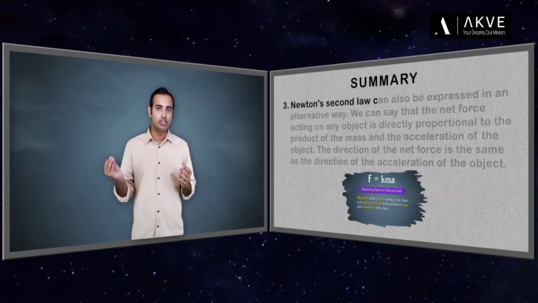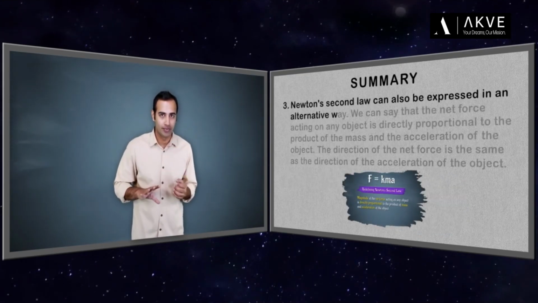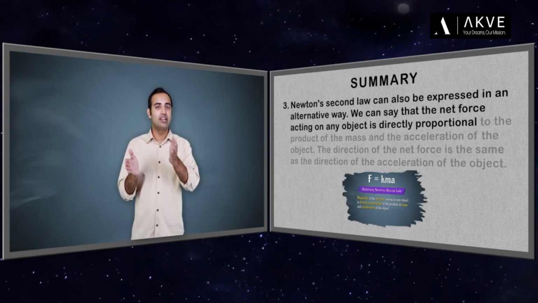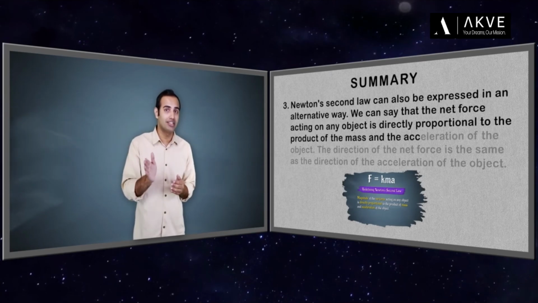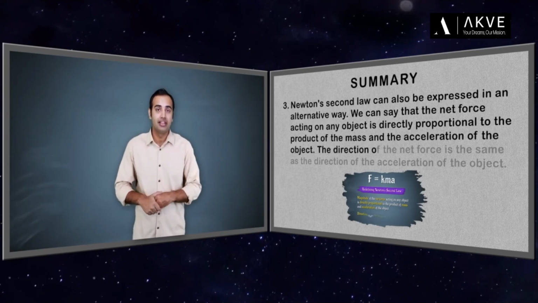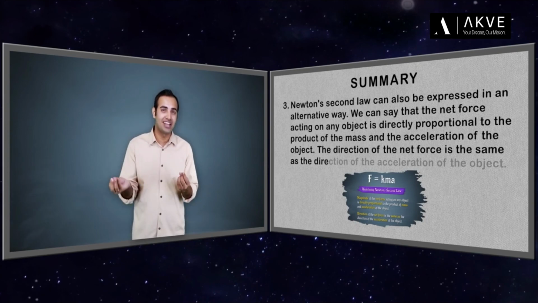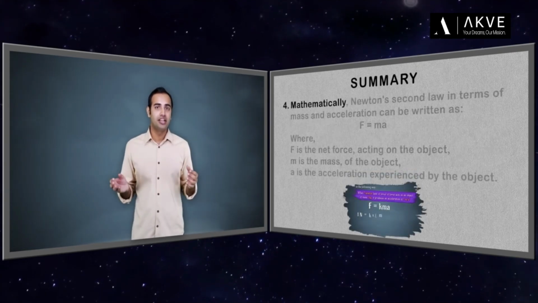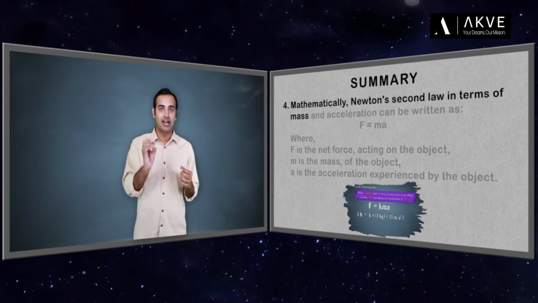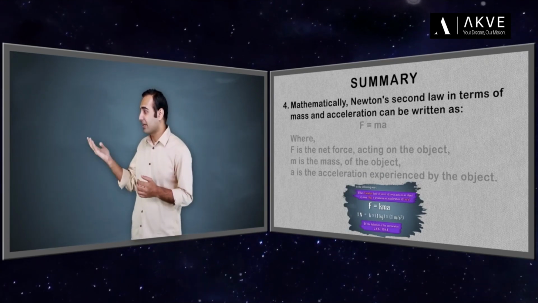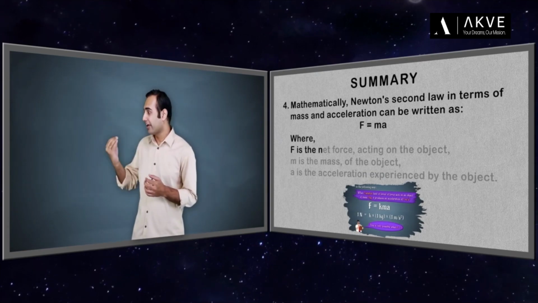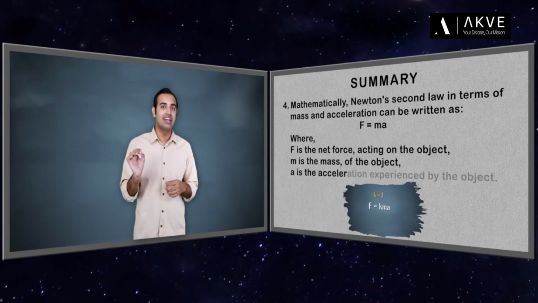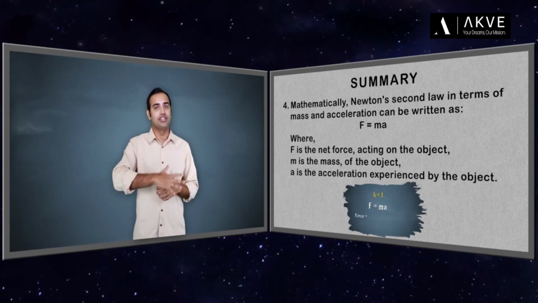Newton's second law can also be expressed in an alternative way. We can say that the net force acting on any object is directly proportional to the product of the mass and the acceleration of the object. The direction of the net force is same as the direction of the acceleration of the object. Mathematically, Newton's second law in terms of mass and acceleration can be written as F is equal to ma, where F is the net force acting on the object, m is the mass of the object, and a is the acceleration experienced by the object.